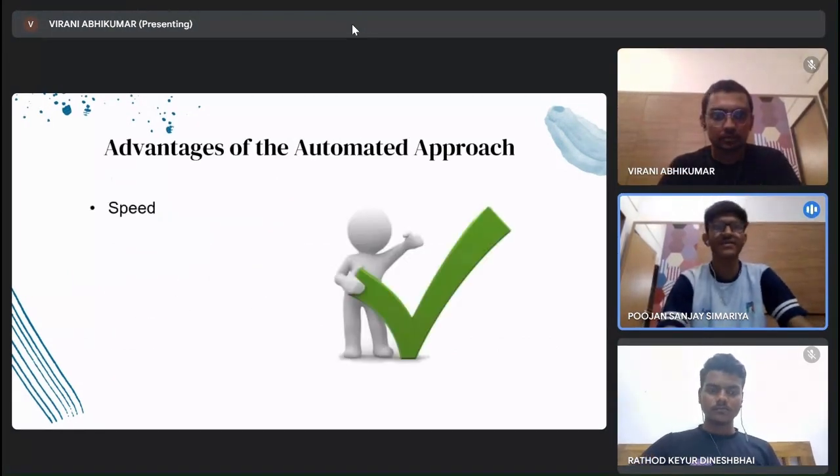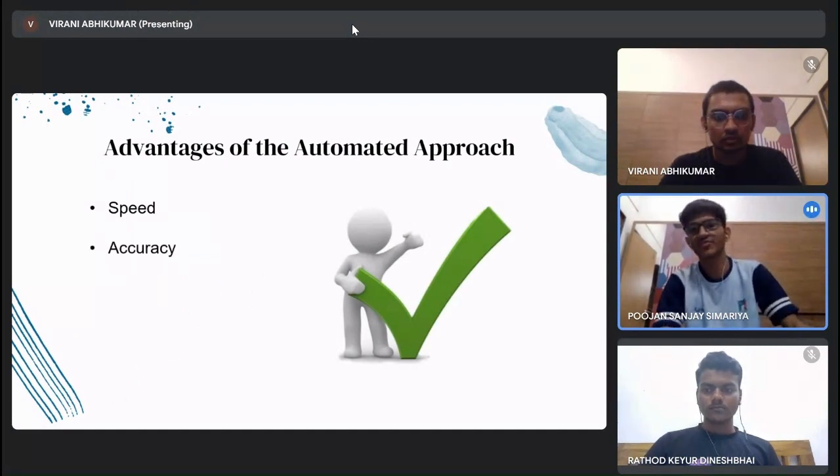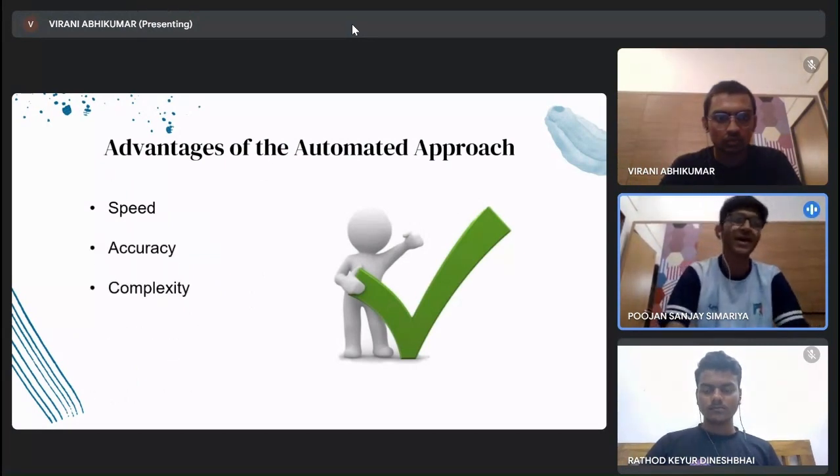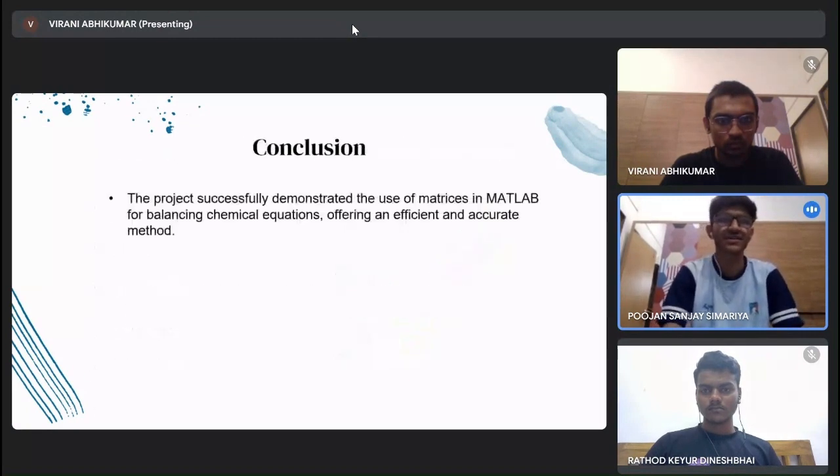So these are the advantages of the automated approach. First, speed. Of course, it is faster because it's a computer. Accuracy, it's of course more accurate than human efforts. Complexity, efficiency, education, etc.